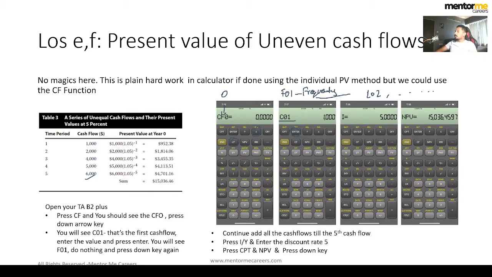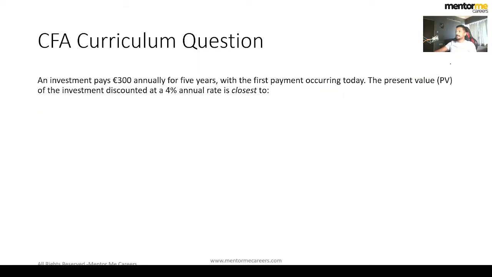And then after that, you press I/Y, and you put whatever interest rate. So we have 5% interest, so you just put 5. And then press compute and press NPV. So that will give you the net present value. Very simple. But whenever you're using this cash flow functionality in the calculator, make sure you've practiced it a couple of times, because sometimes it can just give you an error. You don't want to make that mistake in the exam.